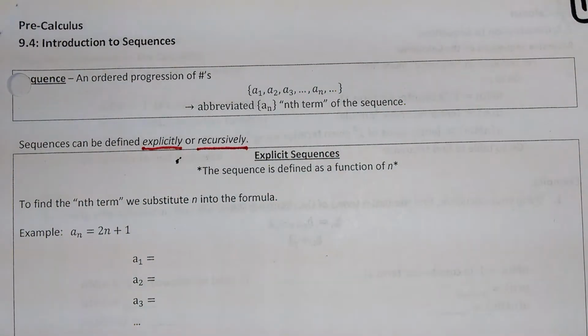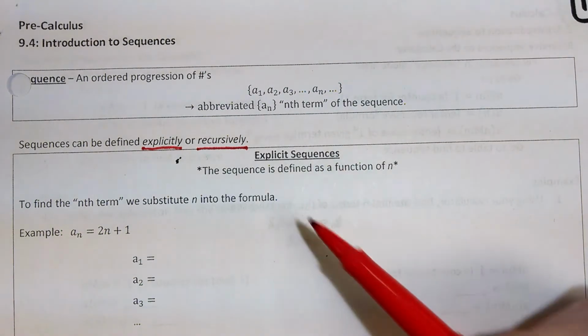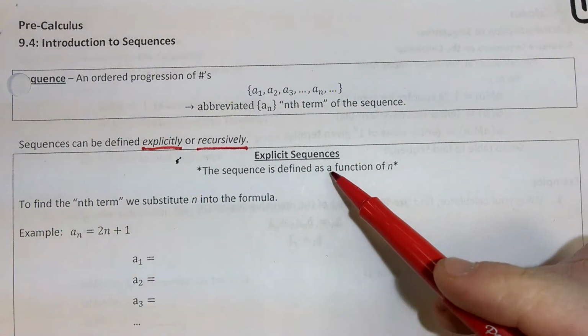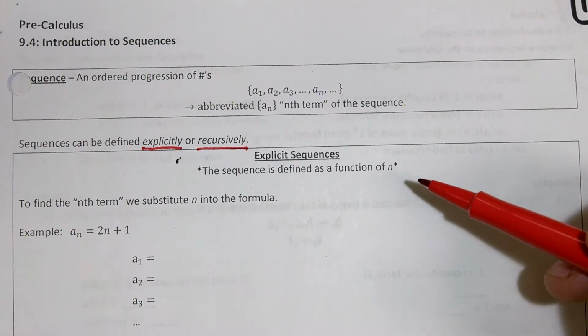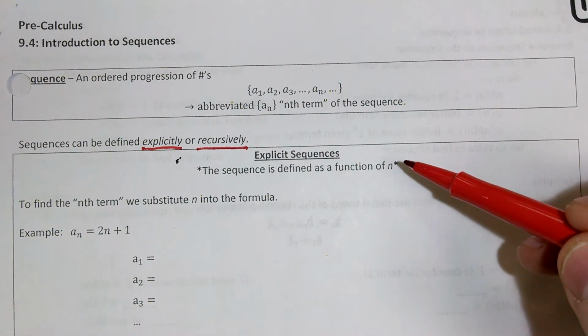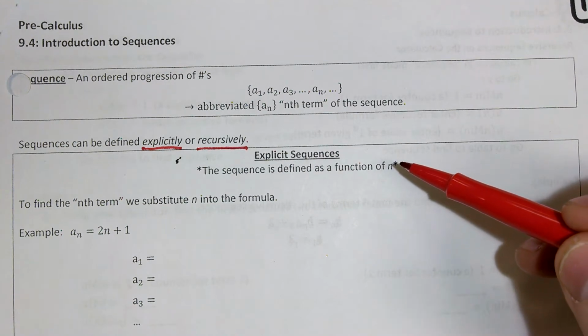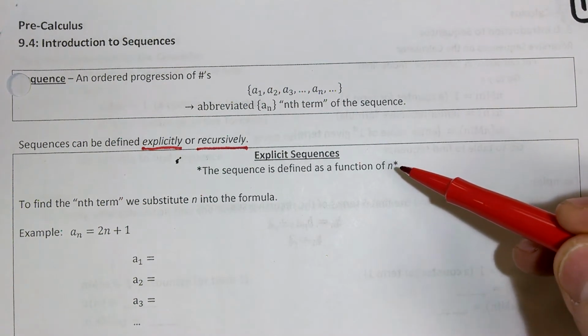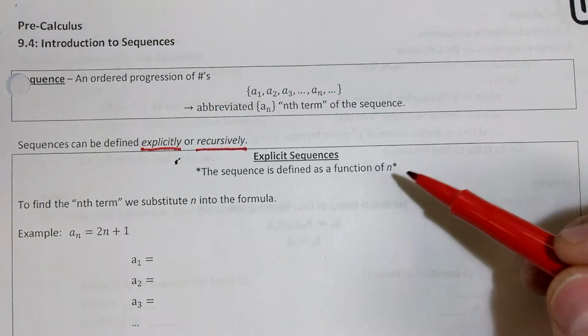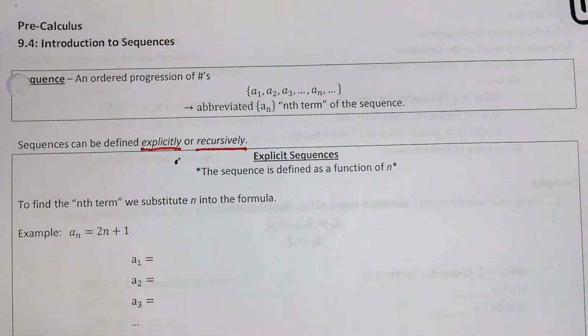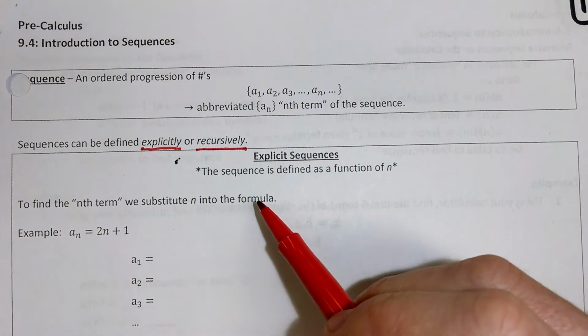Okay, let's look at explicit first. An explicit sequence is a sequence that's defined as a function of n. So just like we're used to with the functions that we've been studying this year and in algebra courses in the past, where y is a function of x, explicit sequences are just like those. So to find the nth term, we're just going to substitute n into the formula.